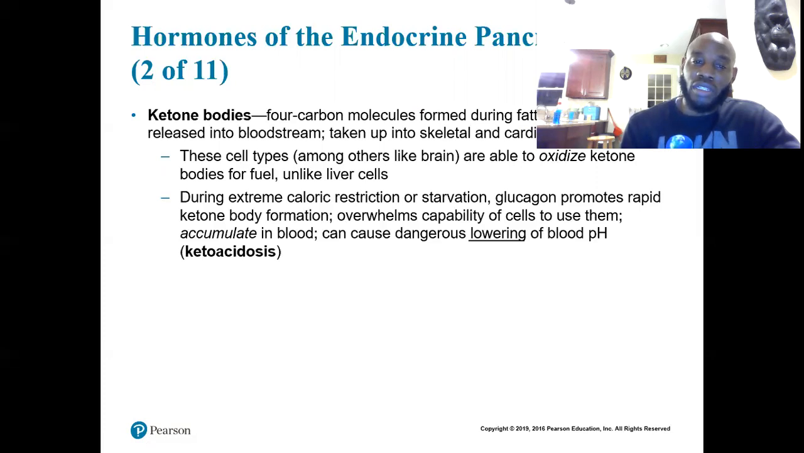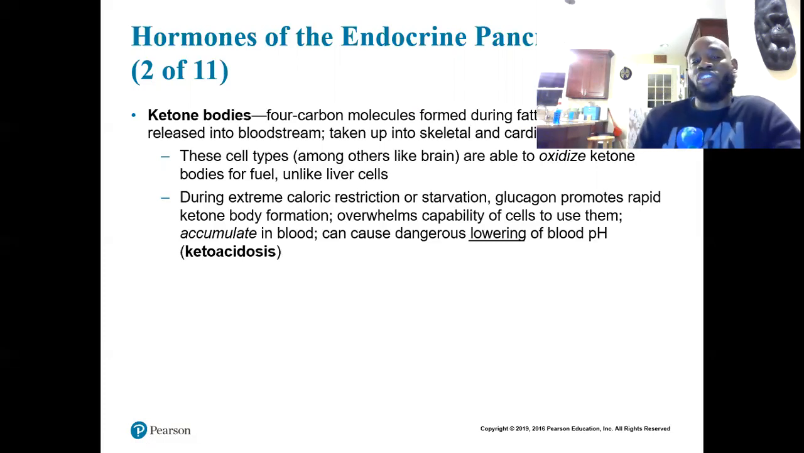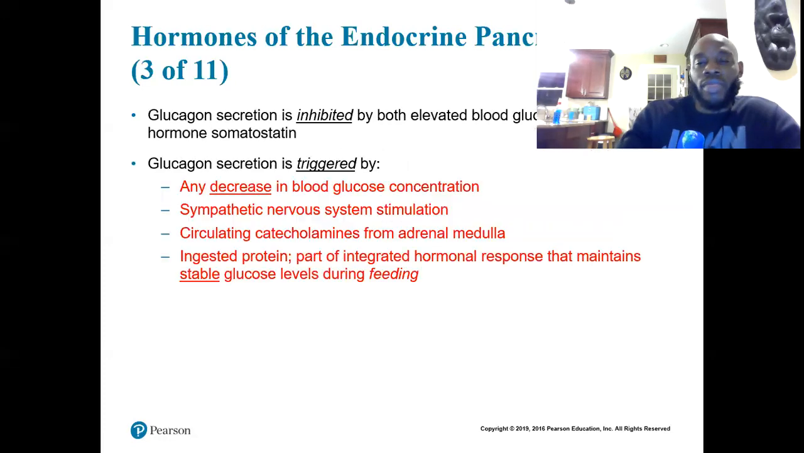it can overwhelm the capacity of cells to use them and accumulate in your blood, and can cause lowering of your blood pH, which is not good, because remember, our body wants to stay at 7.3, 7.4 pH. If we lower our pH because of these ketones in our body, it can go into what we call ketoacidosis, which can affect our nervous system.